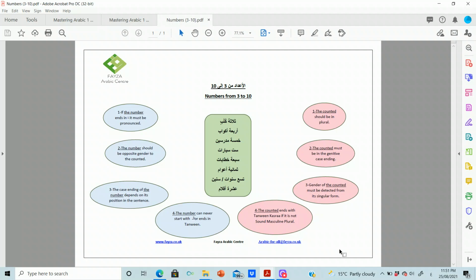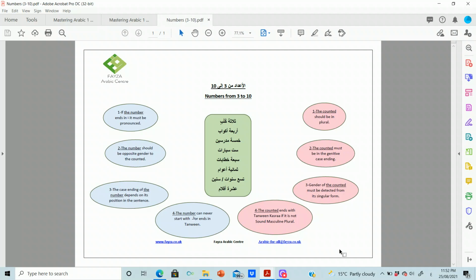The second blue circle says the number should be opposite gender to the counted. So if the counted object is masculine, the number has to be feminine, like ثلاثة كتب, 4 أكواب, 5 مدرسين. But if the counted is feminine, then the number has to be masculine, like 6 سيارات, 9 سنوات, and so on. And we're going to talk later about how to detect the gender of the counted.